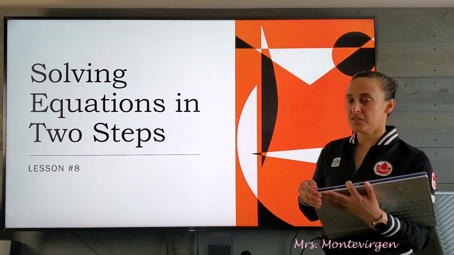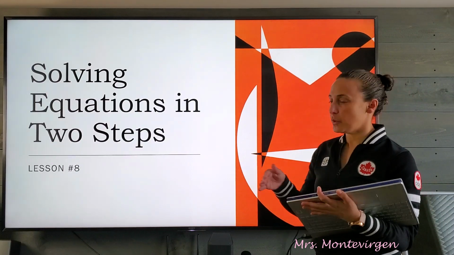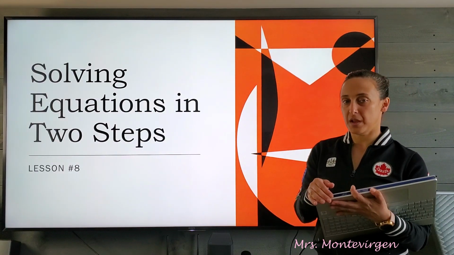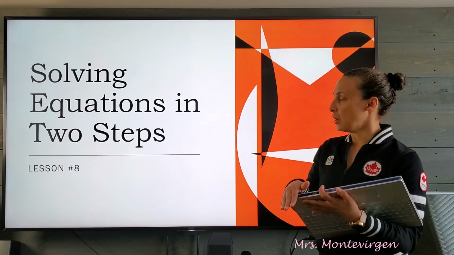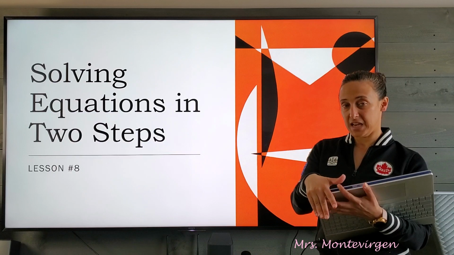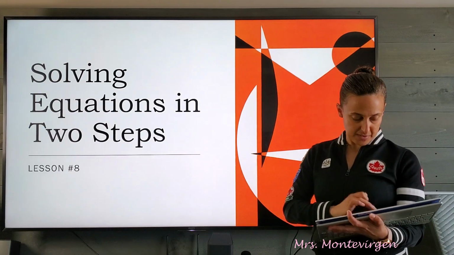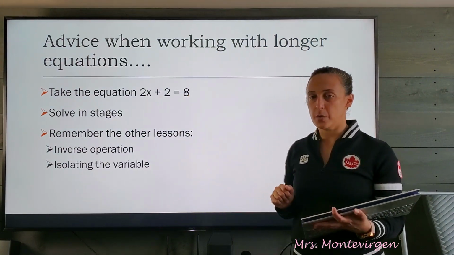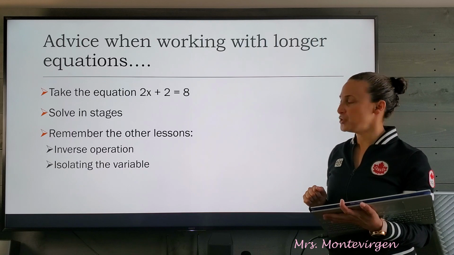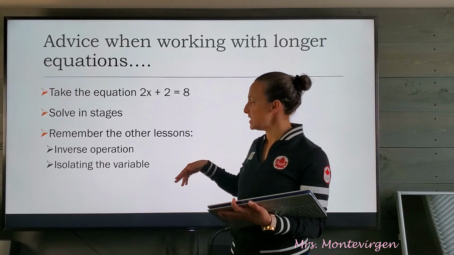In this last lesson, we're going to deal with solving equations in 2 steps. Now, the equations that we're going to be dealing with are going to be involving addition and subtraction exclusively. But the knowledge that we have been gaining in 6 and 7 will be very, very important to this lesson. Here's an example of the types of equations that we're going to be dealing with. So 2x plus 2 equals 8. Those are the equations that we're going to be involved here.